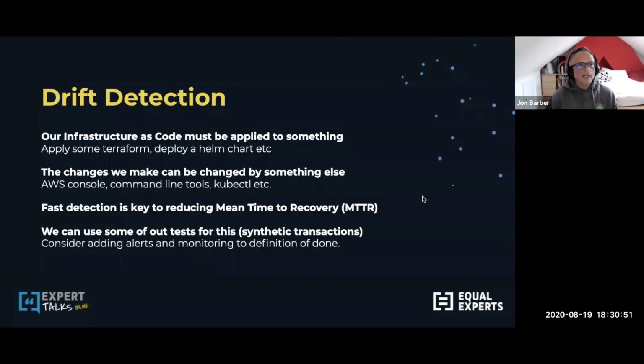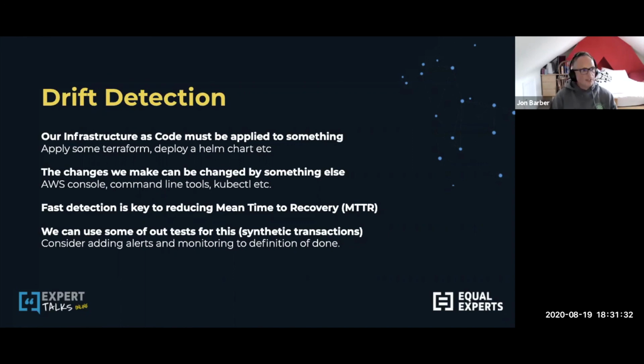And the final thing I'd like to quickly cover is drift detection. This is part of the implication of the fact that the infrastructure as code that we write, be it Terraform or Helm or another thing, is of itself not the final artifact. We have to apply it to something to get the value from that. This means that the changes that we bring about can be undone by something else. So somebody could use the AWS console, the command line tools, whatever, to make a change to the thing that we created before.